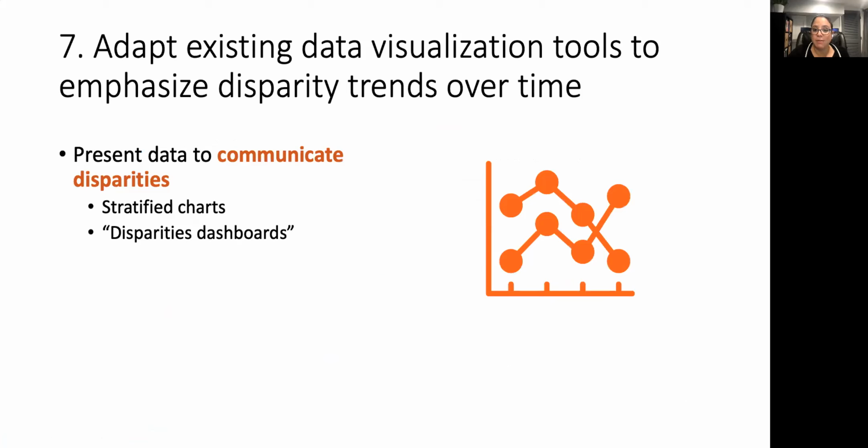Next, for concept 7, adapt existing visualization tools to emphasize disparity trends over time. The goal is to present data to clearly communicate observed disparities over time. This can be done with stratified charts or disparities dashboards, which are built to automatically stratify data and allow you to surveil for disparities and track disparities over time.